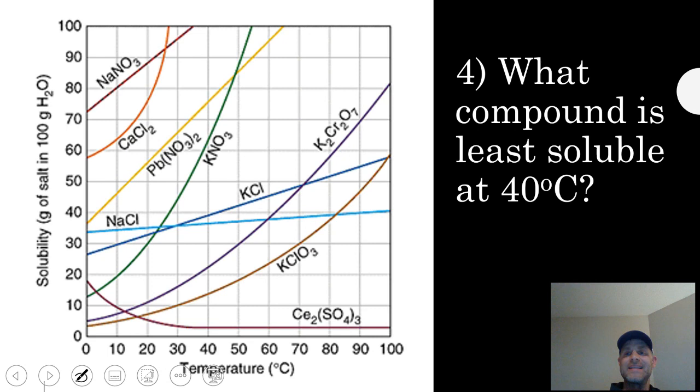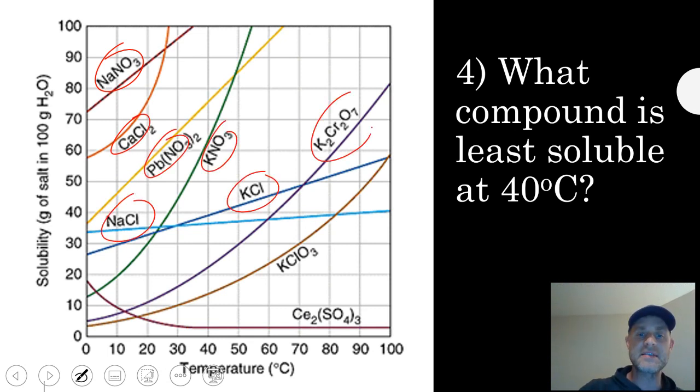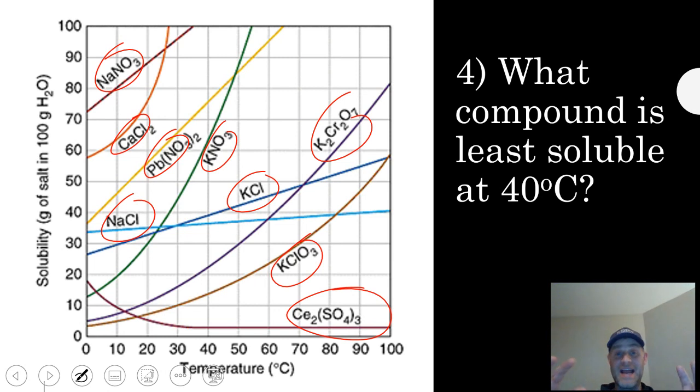All right, last one. What compound is the least soluble at 40? So look at all of these. 1, 2, 3, 4, 5, 6, 7, 8. There are 9 different compounds on here. Which one is the least soluble? So again, solubility is on the left. Which one is the lowest one at 40?